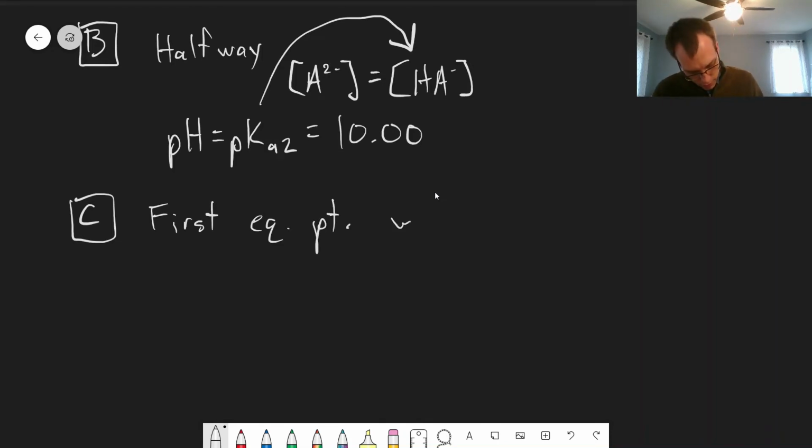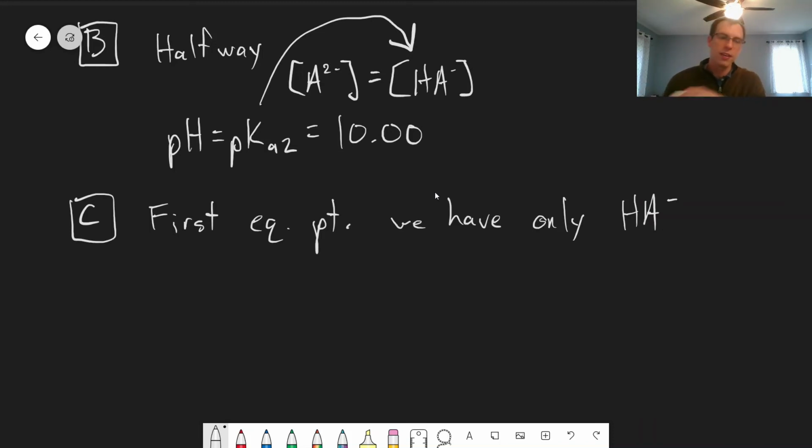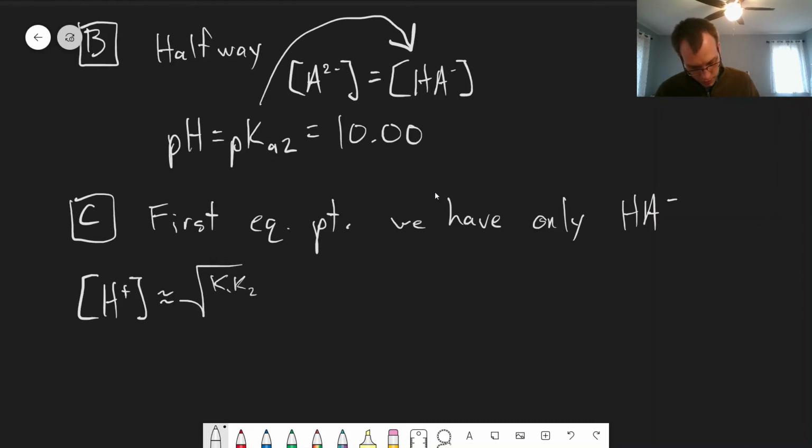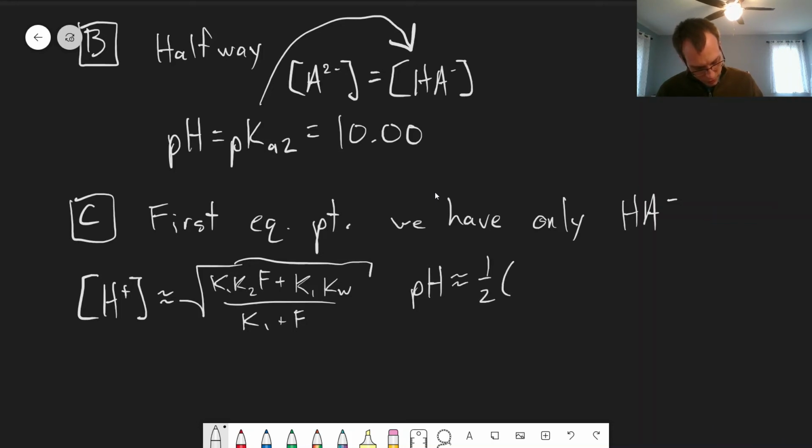We have only HA minus. So this is the point at which all of our A2 minus has reacted and become HA minus. This is our intermediate form of our diprotic species. So we can use the fancy long equation, right, that we derived. Concentration of H plus is equal to the square root of K1 K2 F plus K1 Kw divided by K1 plus F, if you remember that. Or we can use the simplified form where the pH is approximately equal to 1/2 of pKa1 plus pKa2.